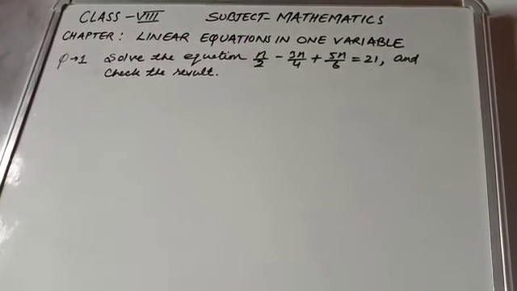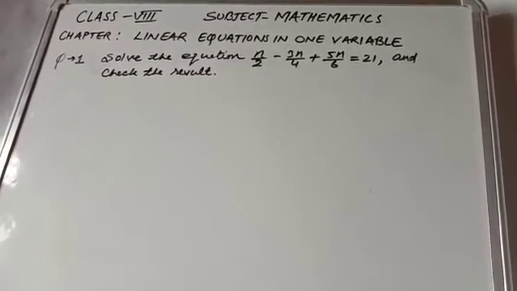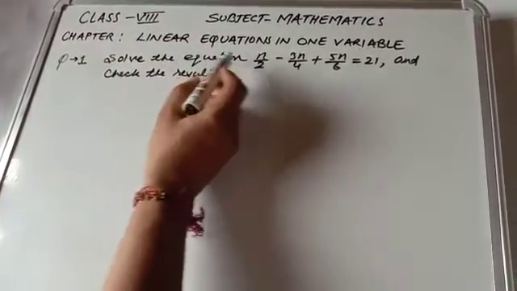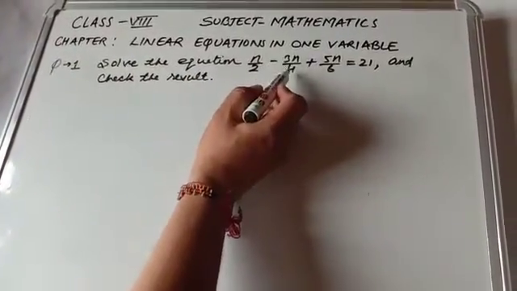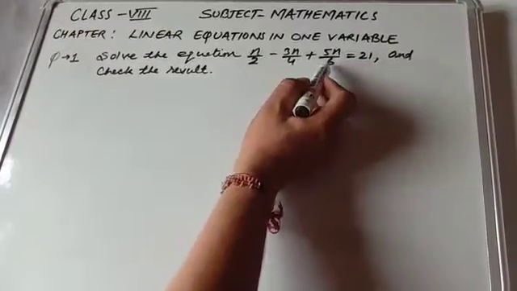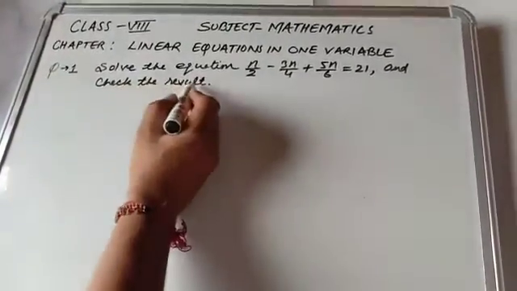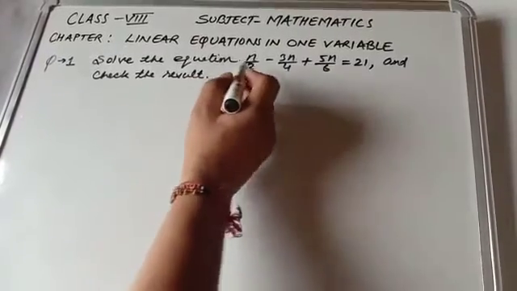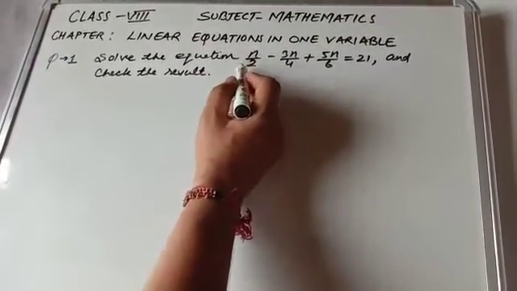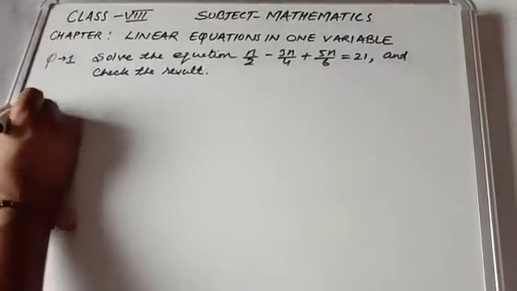Students, first we will solve one equation, that is, solve the equation n by 2 minus 3n upon 4 plus 5n upon 6 is equal to 21, and check the result. That means whatever value of n we find, we will check the result also. So look at the solution.